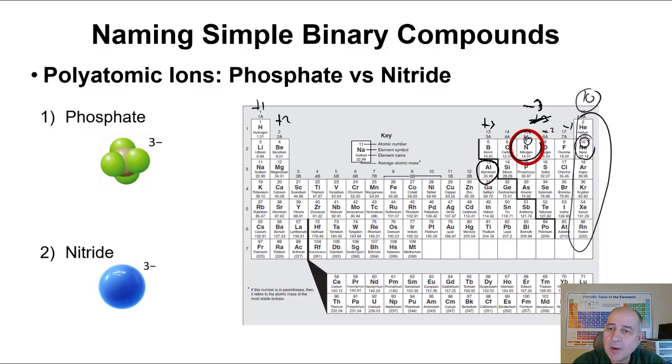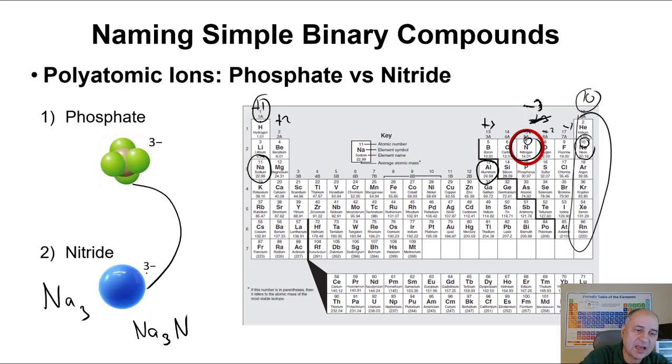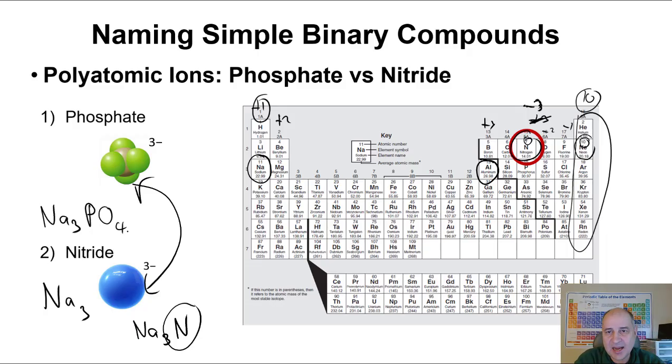So nitrogen will be -3, and it will combine with something like sodium in a 3-to-1 ratio, because sodium has a +1 charge and nitride has a -3 charge, so I need 3 to balance that out to make this overall neutral. Na3N. And phosphate does the exact same thing. It's the exact same ratio, 3-to-1. So then we write sodium 3, and instead of a single N, we write the formula for the polyatomic ion. Sodium phosphate is that name, right?